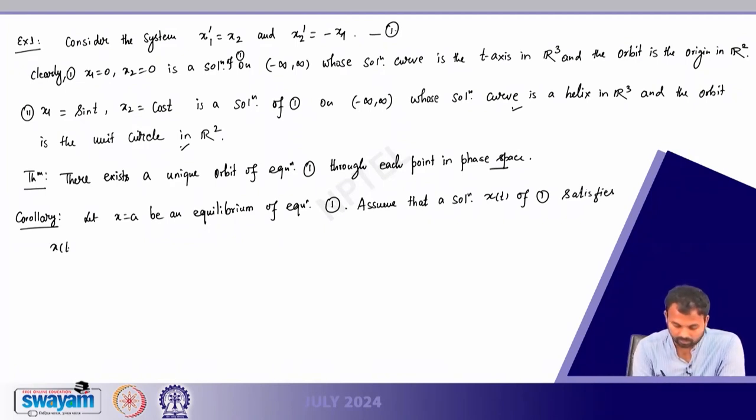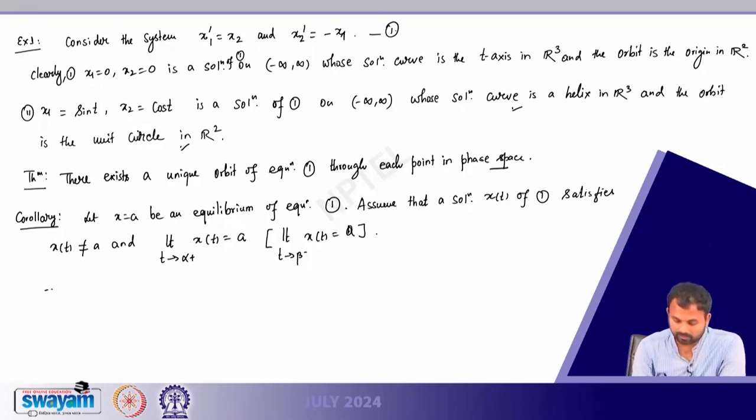satisfies x(t) not equal to A, and limit t tends to alpha positive of x(t) equals A, or limit t tends to beta negative, so either or, x(t) equals A. Then alpha must be minus infinity or beta must be plus infinity, right. So this is the first statement, the first corollary.